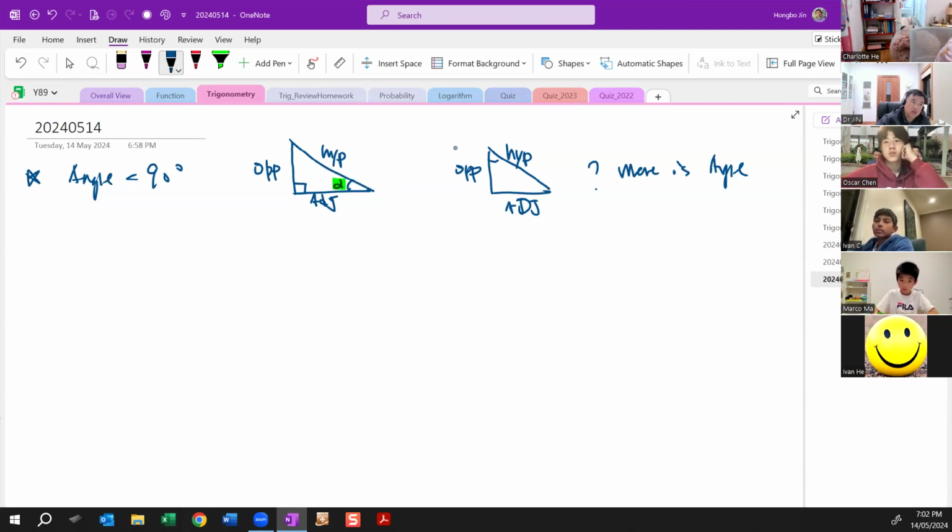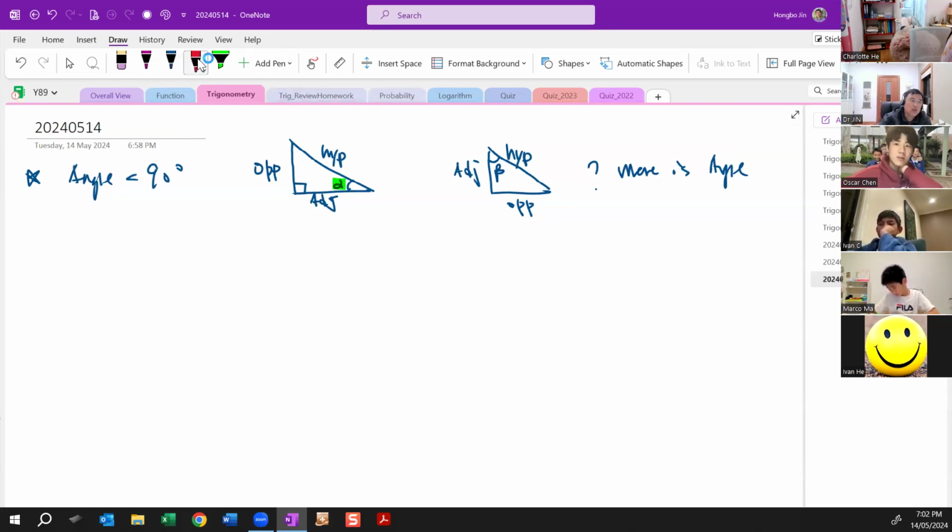What if the angle is here? If the angle is here, these 2 components need to be swapped, right? So OPP is here, ADJ is there. So that's why I said OPP and ADJ is relevant to the angle you talk about.